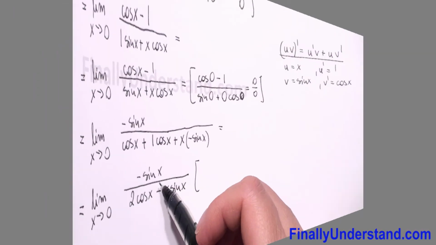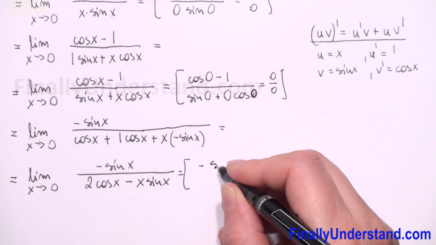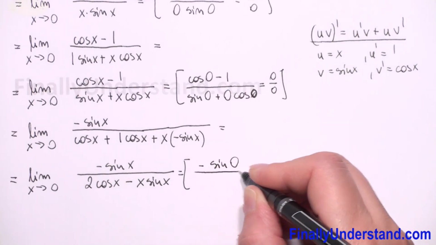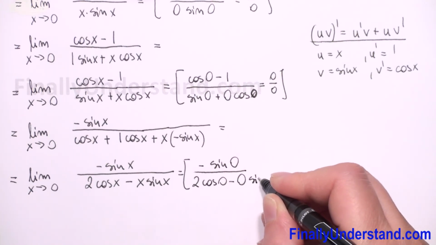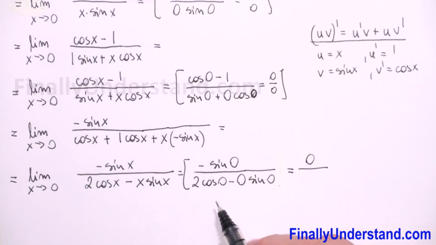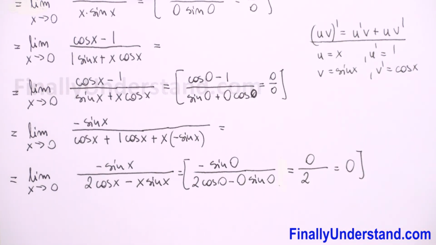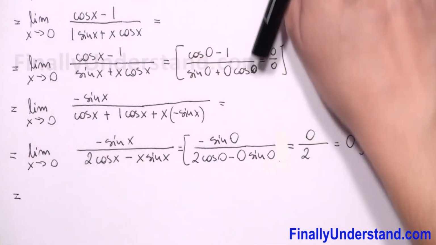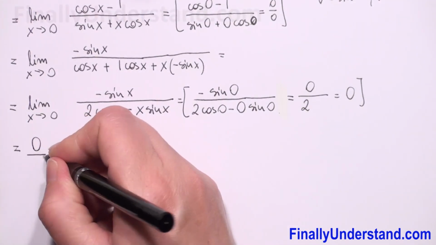Let's see what will be now when we substitute x's by 0. In numerator we will have negative sine of 0, and in the denominator we will have 2 cosine of 0 minus 0 times sine of 0. So this is equal, sine of 0 is 0, and in the denominator we have 2 times cosine of 0 is 1, so we have 2 times 1 is 2, minus 0 we don't have to write, so this is equal 0. So we can write that limit of our function is equal 0. This is my solution.